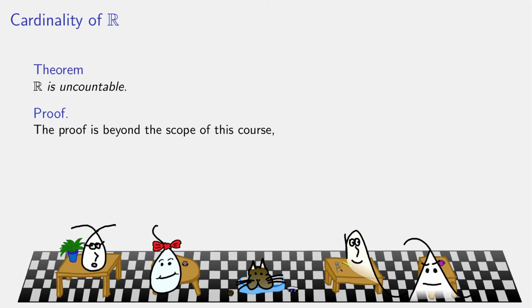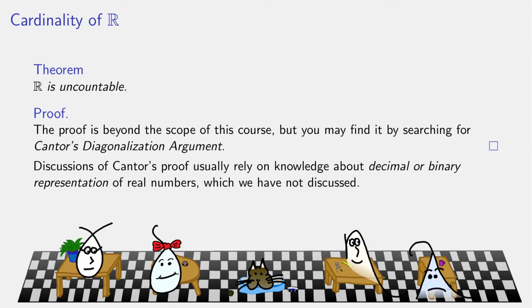Now here is where we see what uncountable sets are really going to be useful for. The real numbers are an uncountable set. Unfortunately, the proof of this is kind of beyond our scope. It's pretty easy to find many proofs online on YouTube. The proof is called Cantor's diagonalization argument.